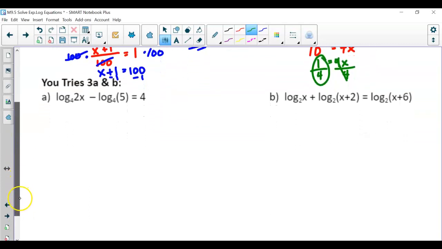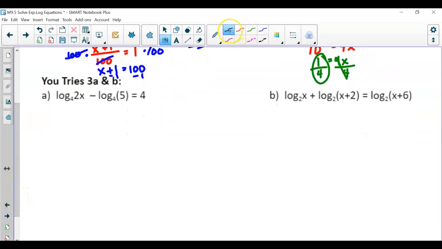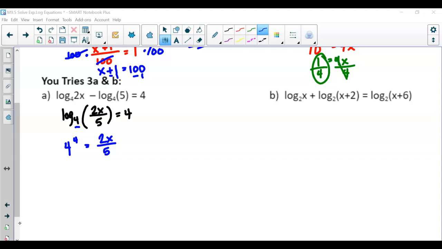And here we go. So again, I have subtraction. Bases are the same, so we can condense. Log base 4 of 2x divided by 5 is equal to 4. Now, we don't have two logs here, but we can convert to an exponential. So a base of 4 raised to the 4th power is equal to 2x divided by 5. Now, 4 to the 4th power is going to give us 256, which is equal to 2x over 5.